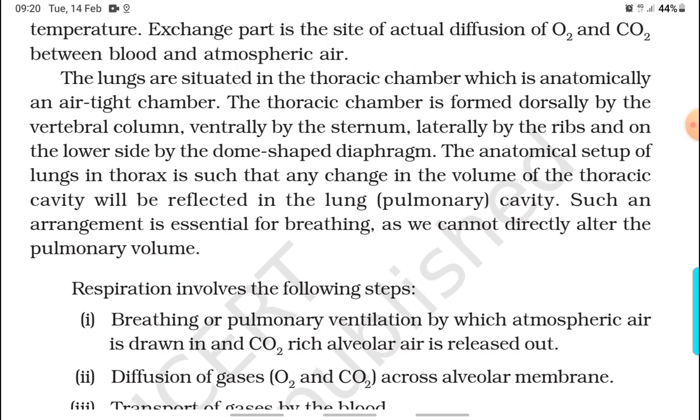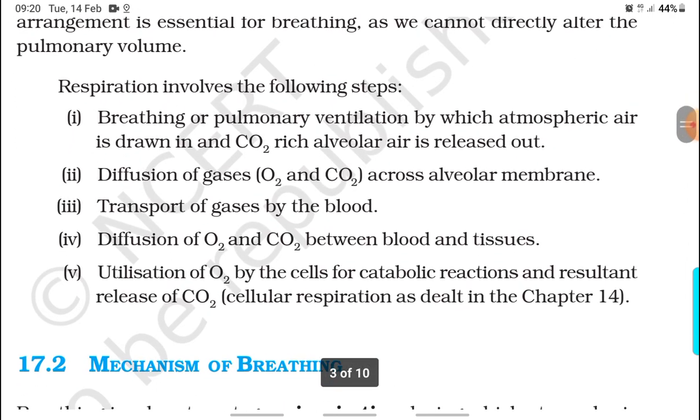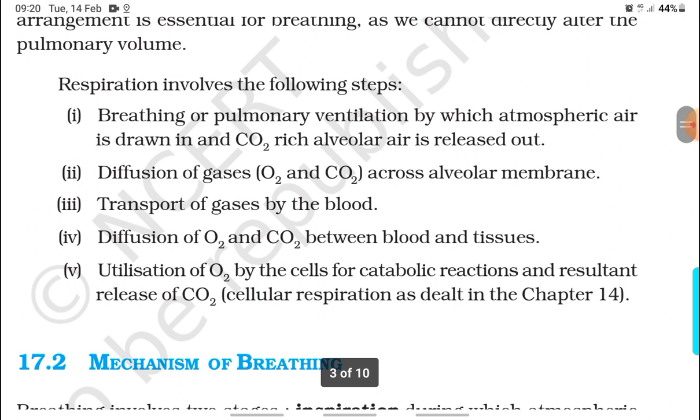Such an arrangement is essential for breathing as we cannot directly alter pulmonary volume. Respiration involves the following steps. First, breathing or pulmonary ventilation, by which atmospheric air is drawn in and carbon dioxide rich alveolar air is released out. Diffusion of gases, oxygen and carbon dioxide, across the alveolar membrane.